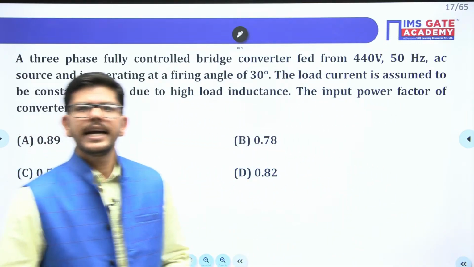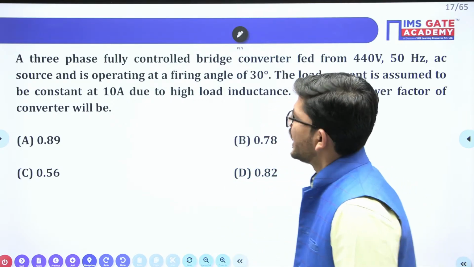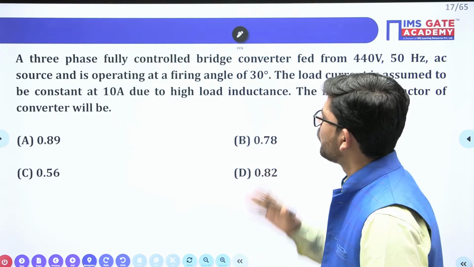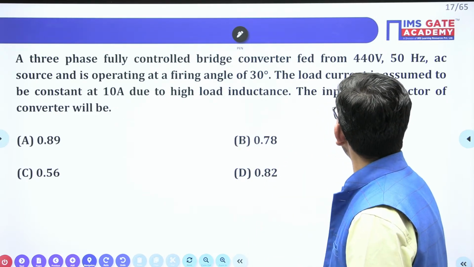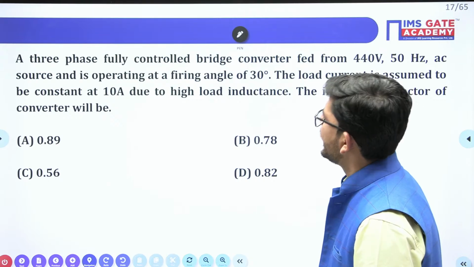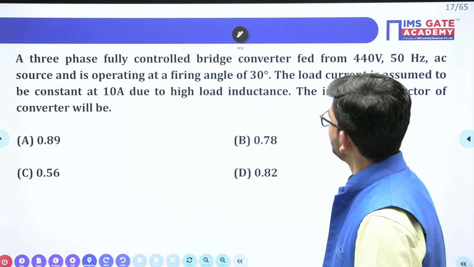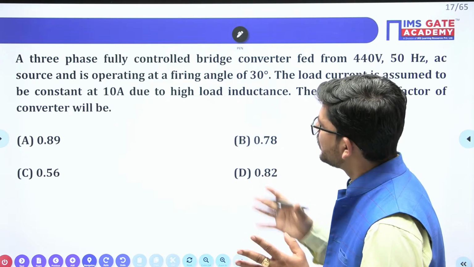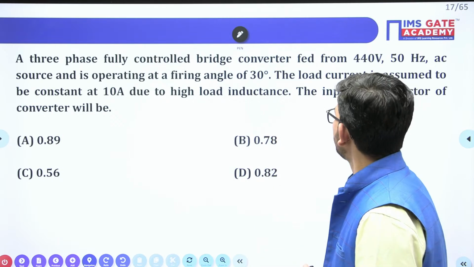So this is the next problem that we have, guys. See this problem. Here we have a 3-phase fully controlled bridge converter that is fed from a 440 volt 50 Hz AC source, and it is operating at a firing angle of 30 degree. So we have a 3-phase fully controlled bridge converter operating at a firing angle of 30 degree.